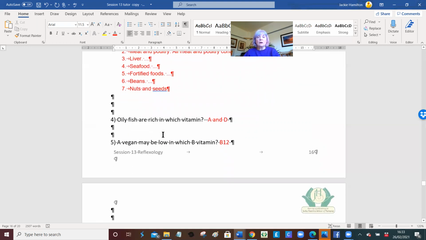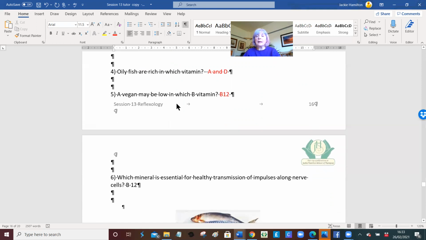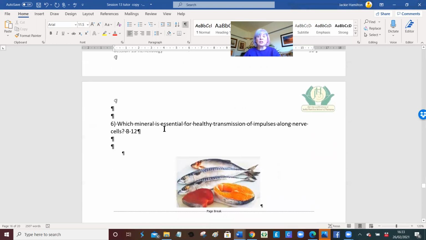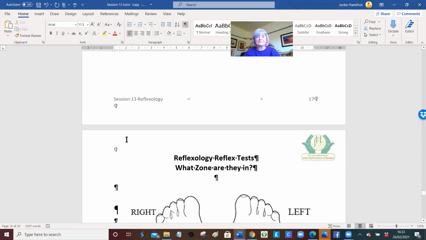ideal. Oily fish contain A and D vitamins, and a vegan may be low in vitamin B, which is the same answer as this one. It's the mineral that's essential for impulses along the nerve cells. So that's actually a vitamin that I do take, vitamin B12, to help my nerves.